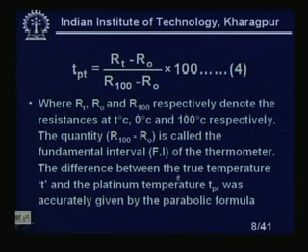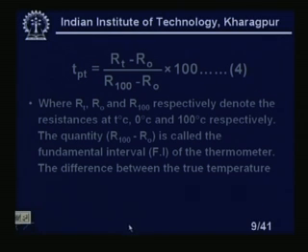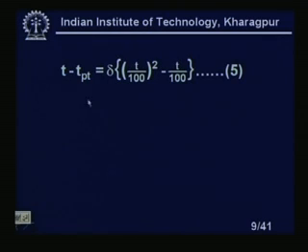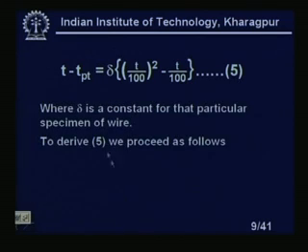The difference between the true temperature T and the platinum temperature T_pt was accurately given by the parabolic formula as follows: T minus T_pt equal to delta times [(T by 100) whole square minus T by 100]. This is equation number 5, where delta is the constant for that particular specimen of wire.